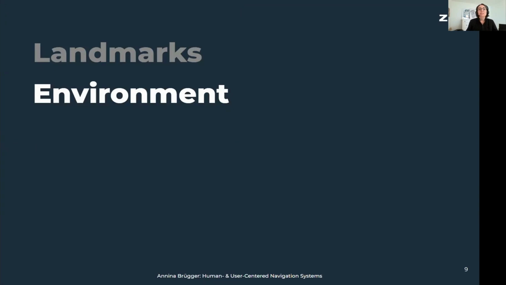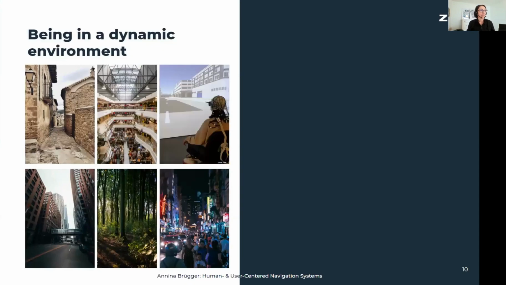A second principle is that a navigator is always embedded in a specific environment. So where is the navigator while using the navigation system, and how does this environment influence the navigator itself? We are always in an environment, and that environment can be very old, very unstructured. It can be very modern, very structured, also very boring. It can be very full of dynamic, different people. So whenever there is a structure around the user, it can distract, support, but also hinder to keep oriented.